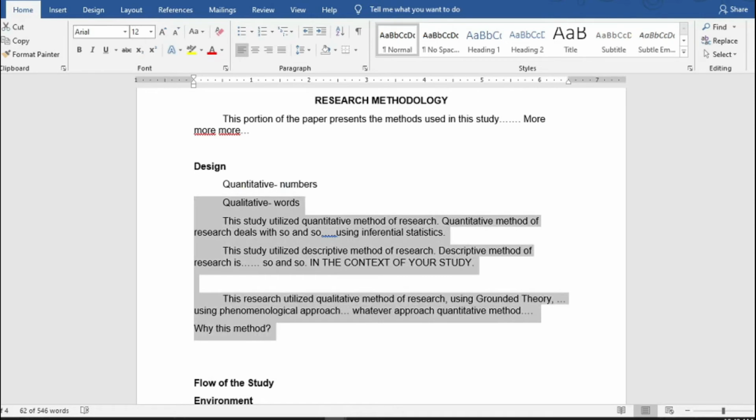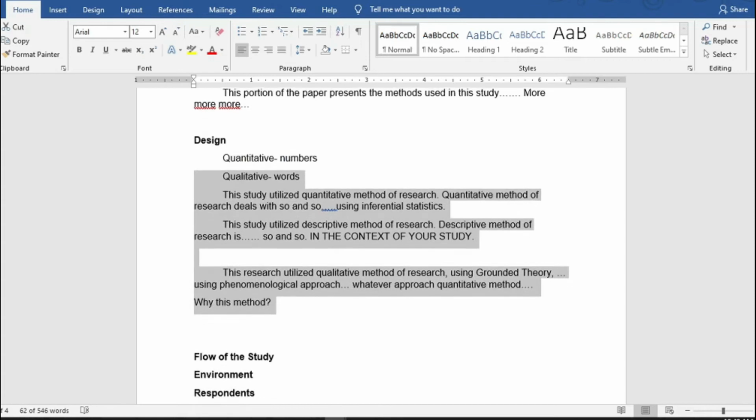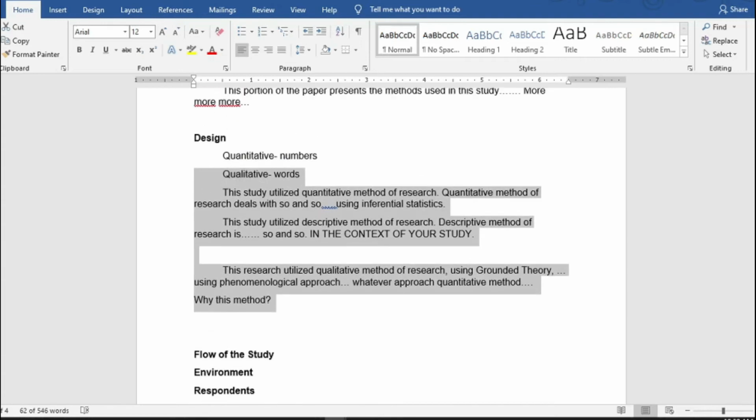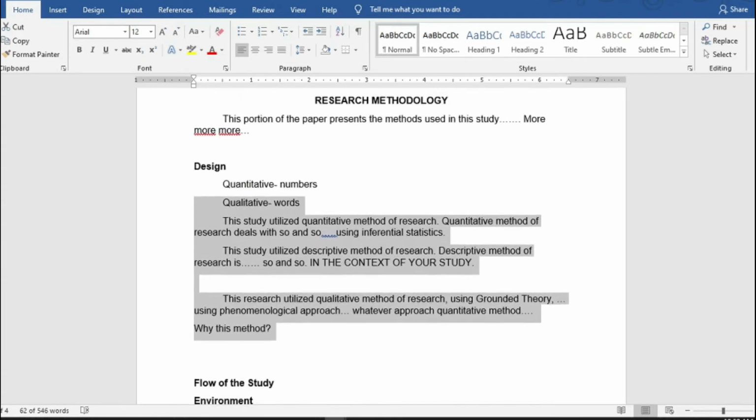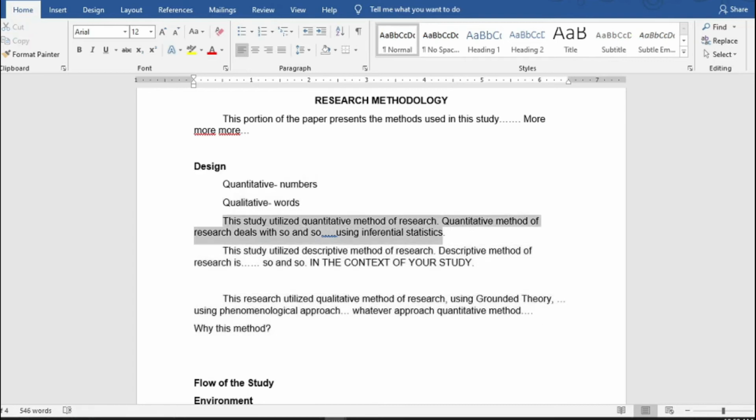Probably around 2 paragraphs, 1 paragraph, very simple. That is research design. If you look at the theses that are hardbound in your libraries, more or less they follow this particular structure.